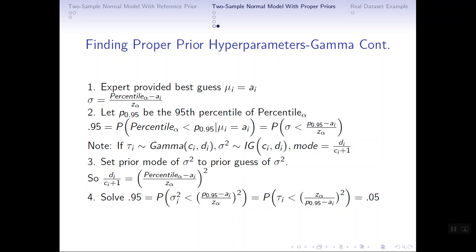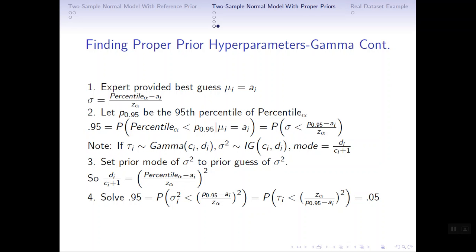So we set the best guess we obtained earlier for mu equal to A, and we have sigma equals the percentile minus A over Z alpha. And then if we let P be the 95th percentile of that percentile, we have the inequality as follows. So sigma less than P minus A over Z alpha. And you have to remember, if tau follows the gamma, sigma squared therefore follows the inverse gamma with C and D, and the mode is D over C plus 1.